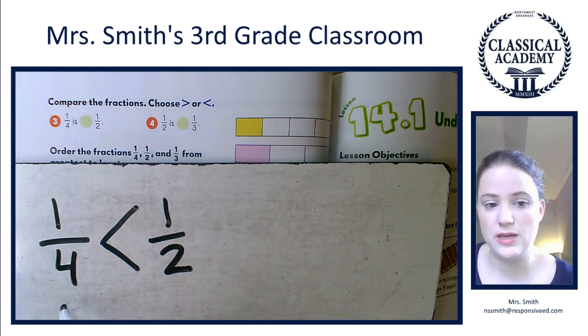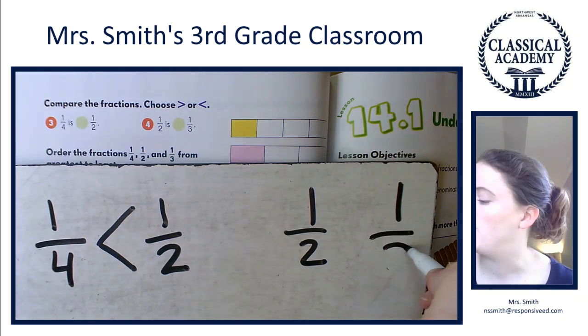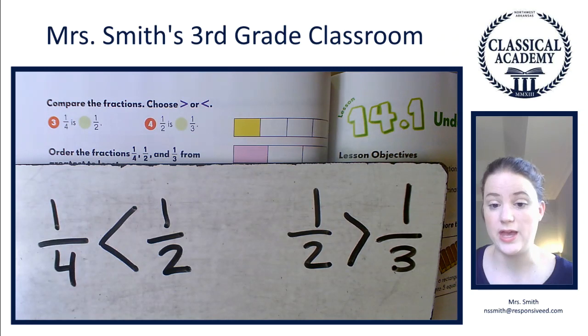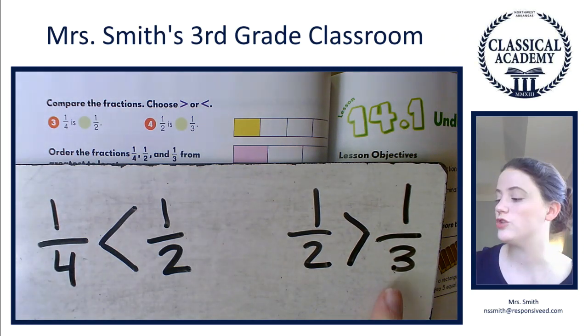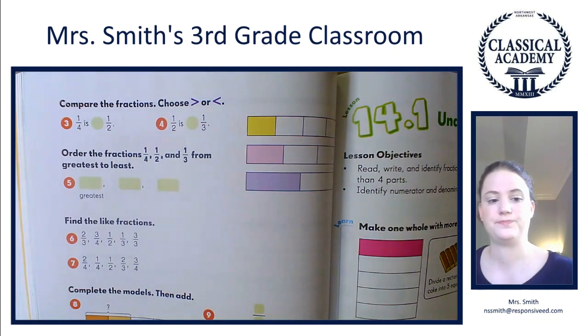And then for number 3, 1/2 is blank 1/3. 1/2 is greater than 1/3. The larger the number in the denominator, the itty bitty, the smaller the fraction.